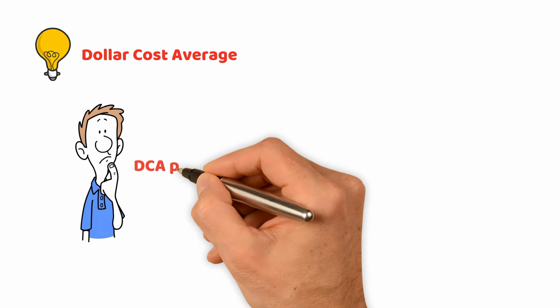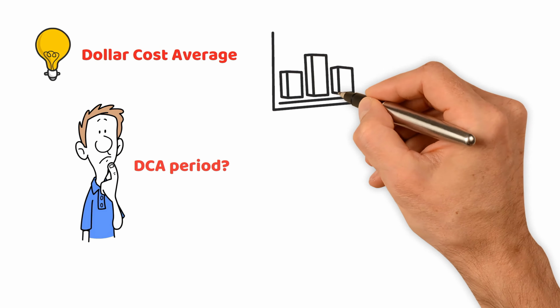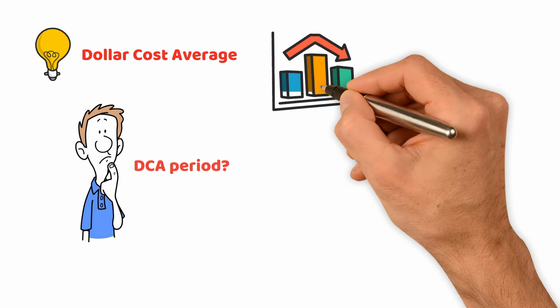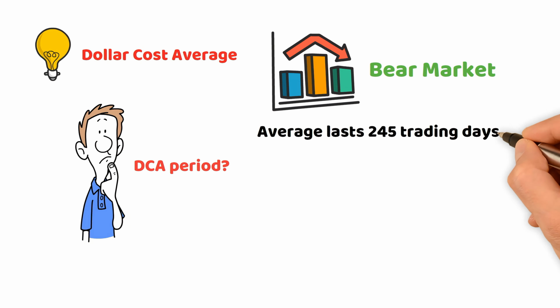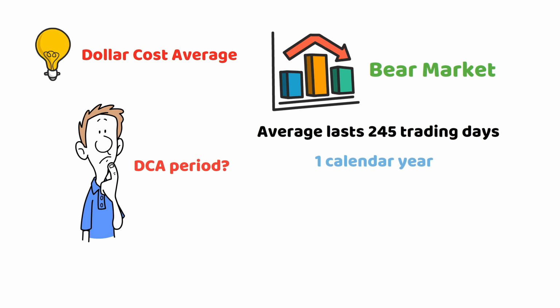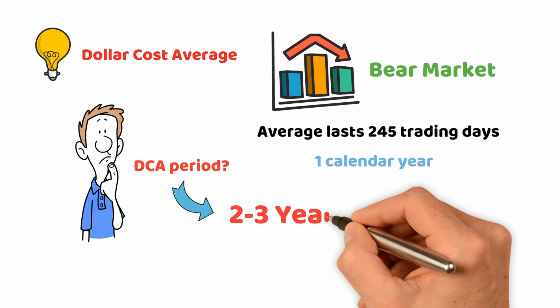We can look at historical data to guide our planning. Based on the past 100 years of U.S. stock market history, the average bear market lasts about 245 trading days, and the median is around 219 days, which translates to roughly 1 year in real time. That's why I suggest setting the DCA period to around 2 or even 3 years.